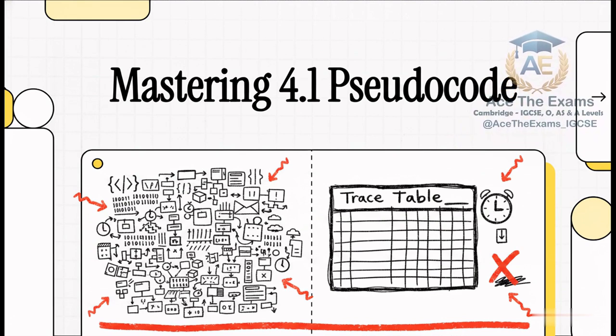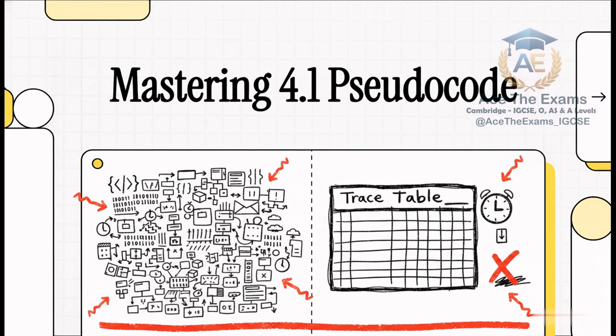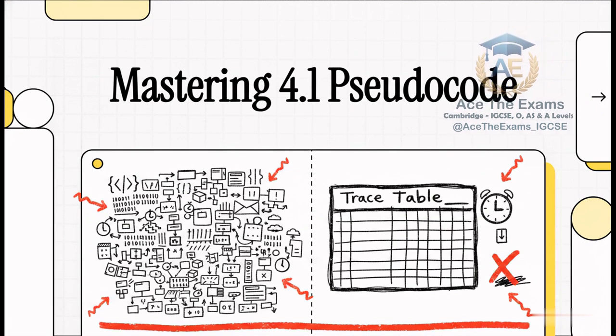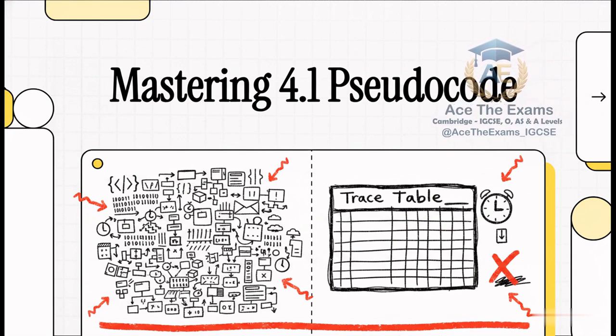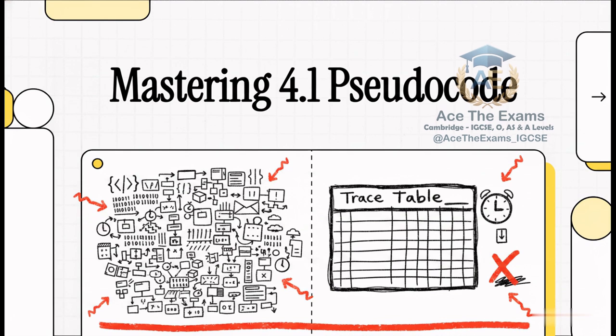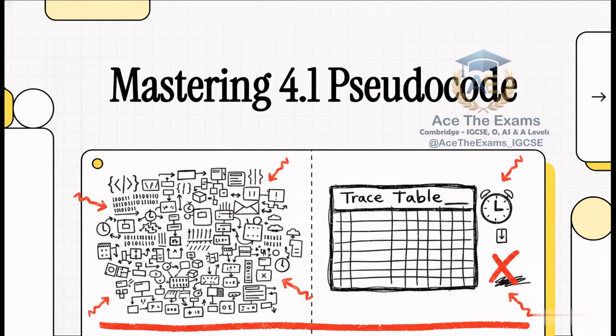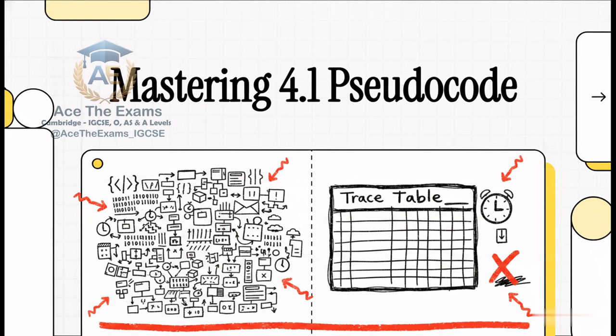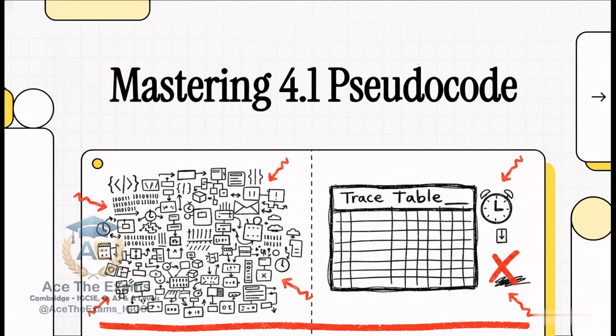Sam, on the other hand, is rushing against the clock. Sam sees the code, totally ignores the specific command word in the prompt, and just starts scribbling out a messy trace table without explaining any of the underlying logic. When the examiner's red pen comes out, both of these approaches are going to bleed marks heavily. Why? Because in Cambridge syllabi, you cannot just dump facts, and you definitely cannot rush past the command words. So let's dive into this explainer, break down the examiner's playbook, and see exactly how to fix these fatal flaws.